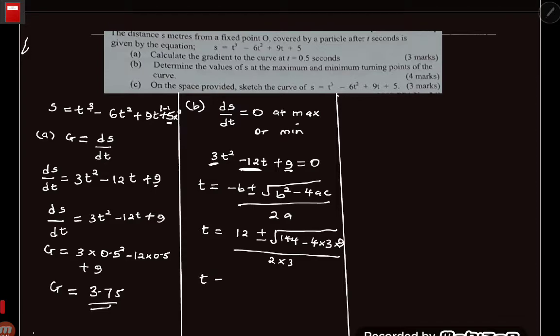We're going to have t is equal to 12 plus or minus root of 144 minus 12 times 9 is equal to 144 minus 72.